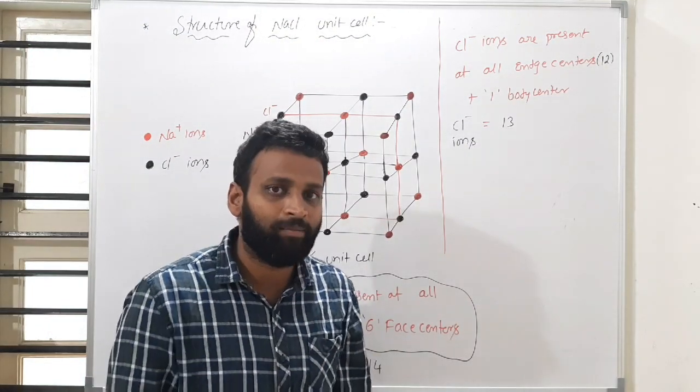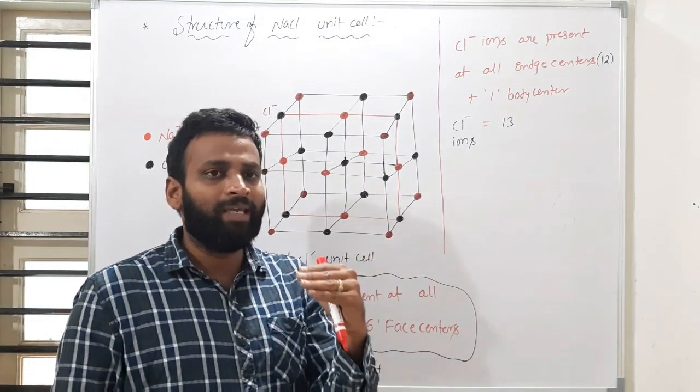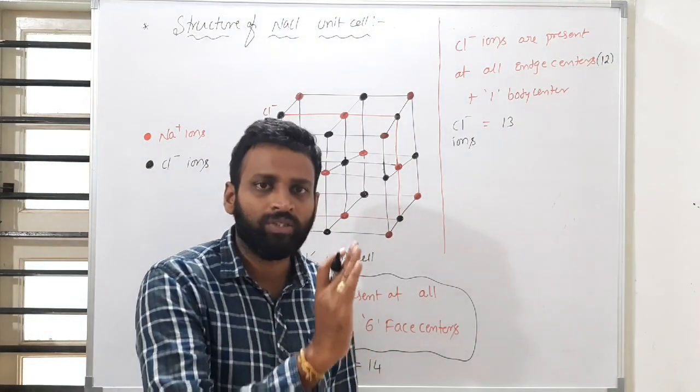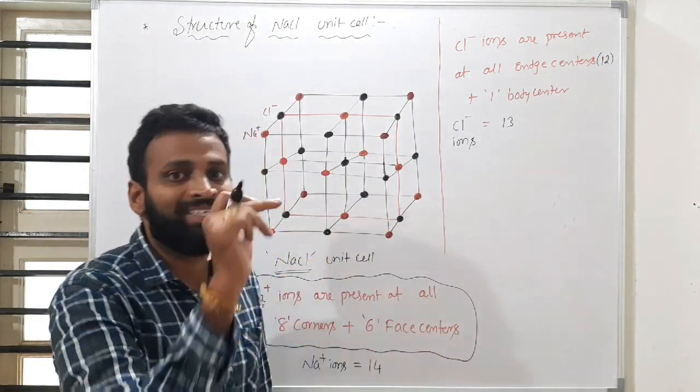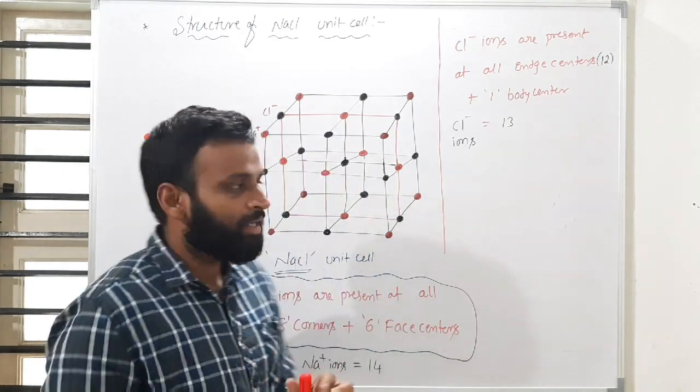How can we come to know, sir, whether it is 14 or 13 Na plus ions? They will mention it in the question. Na plus present at corners. Those that are present at corners are also present at face centers. This is a very important note for you.